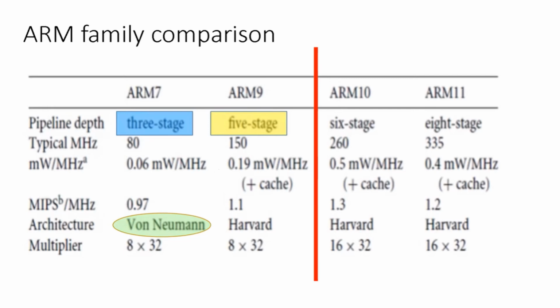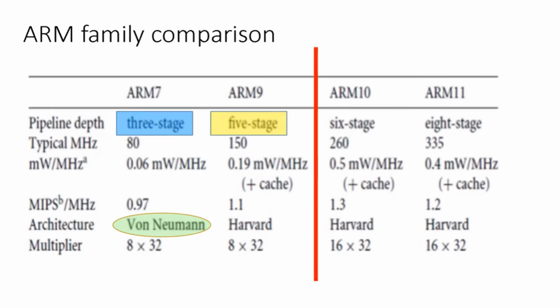You can see the frequency: 80 megahertz, then here it is 150, and ARM10 is 260. Then you can see the losses here: 0.97 for ARM7, ARM9 is 1.5, ARM10 is 1.3 and ARM11 is 1.2.